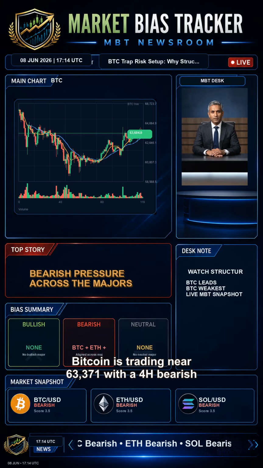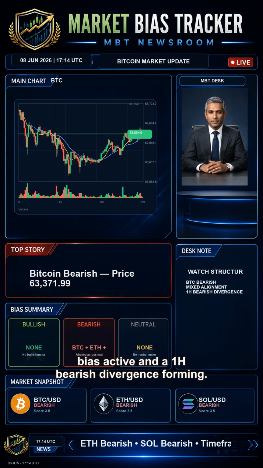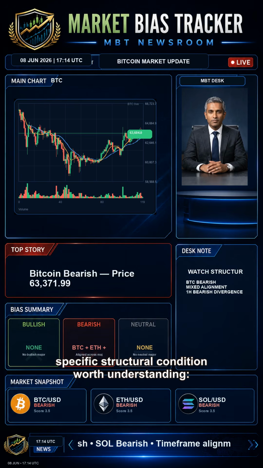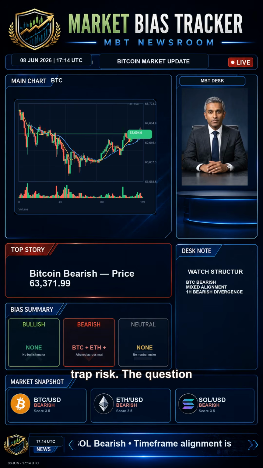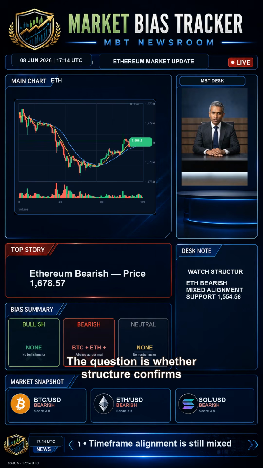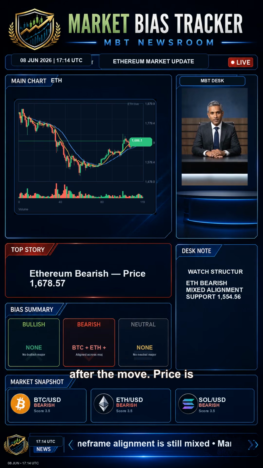Bitcoin is trading near 63,371 with a 4H bearish bias active and a 1H bearish divergence forming. That combination creates a specific structural condition worth understanding: trap risk. The question is not whether the move was sharp. The question is whether structure confirms after the move.